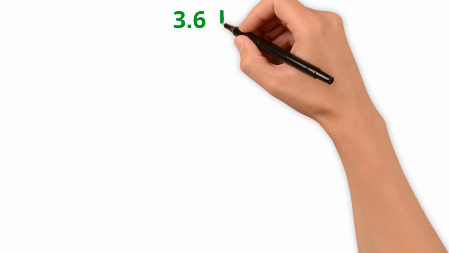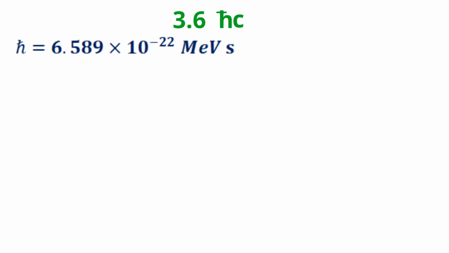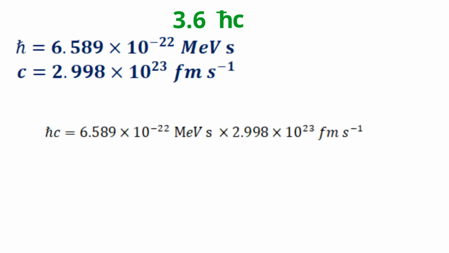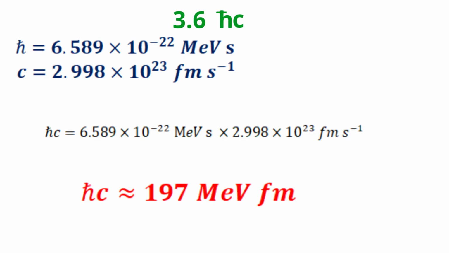H bar C is used in nuclear physics to make calculations easy, and it is obtained particularly when H bar is in mega electron volt second and C is in femtometer per second. And if you multiply the two, it gives us approximately 197 mega electron volt femtometer.